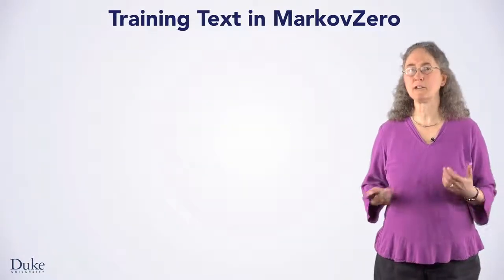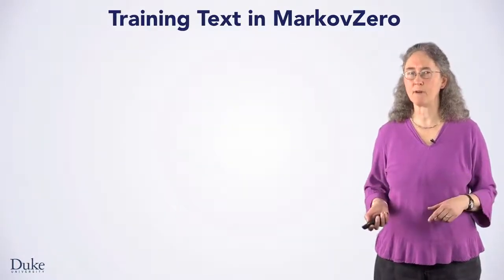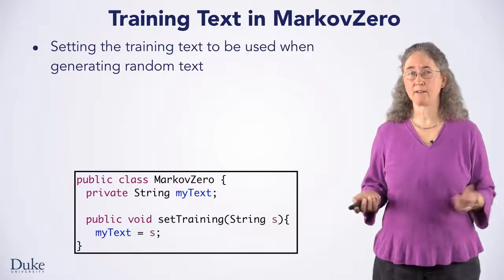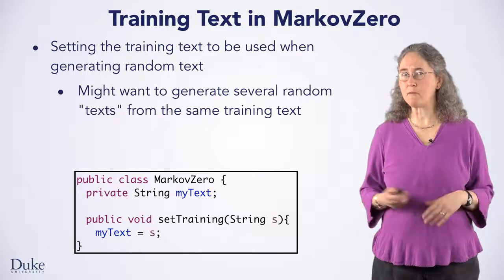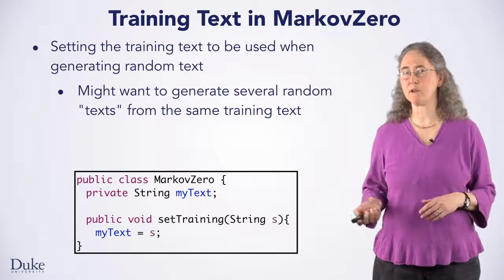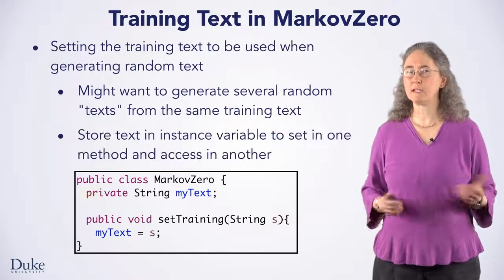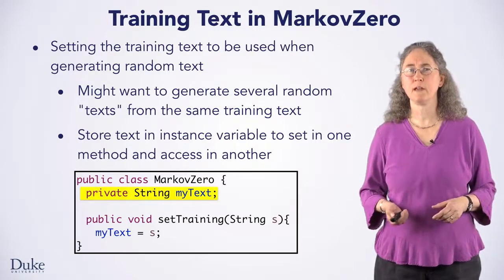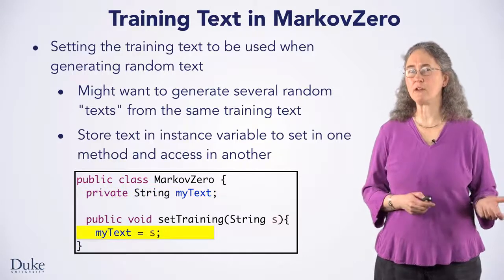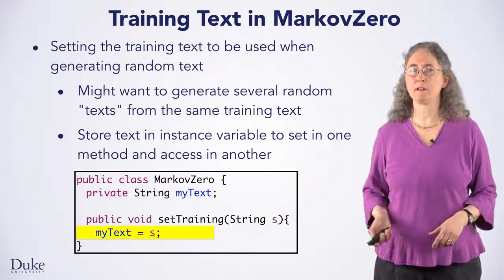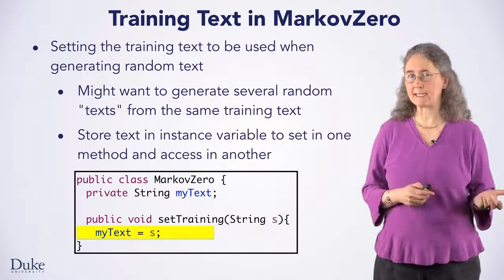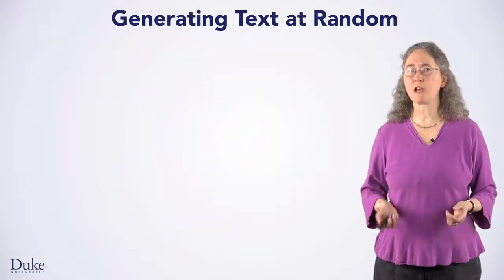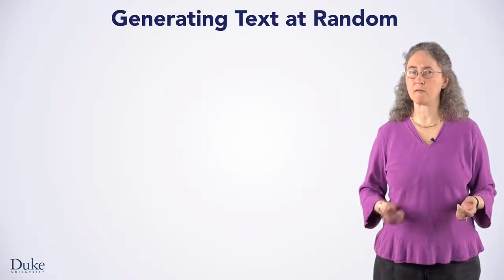First, we'll look at setting the training text in Markov zero. The training text is used when generating random text. As we mentioned earlier, we might want to create several texts at random from the same training text. This means we'll need to store the training text in an instance variable. The instance variable is assigned a value when the setTraining method is called, and then accessed when text is generated at random.